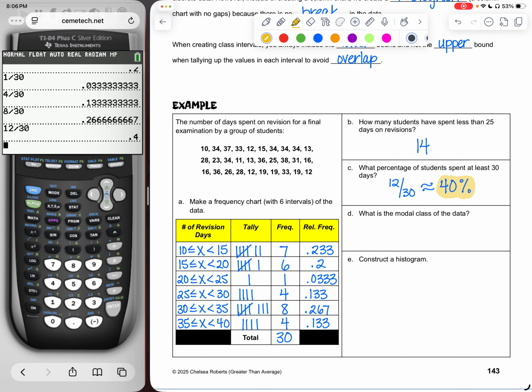And then for part D, it says, what is the modal class? Which class has the most? As we can see, the class that has the most is the 30 to 35.